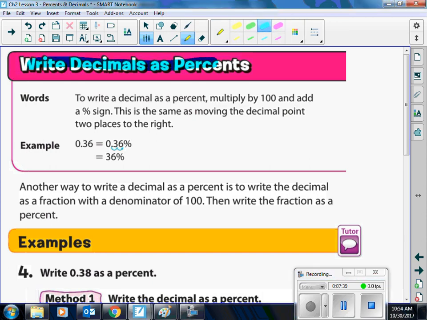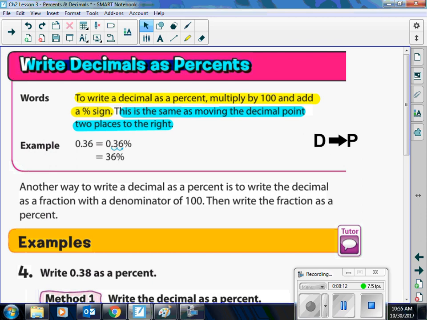Right. So now we're going to write decimals as percents. Please make sure you write your heading and the rule. To write a decimal as a percent, now we're going to multiply by 100 and add a percent sign. So if I'm multiplying, which way am I moving the decimal? To the left or to the right? To the right. Very good. This is the same as moving the decimal point 2 places to the right.